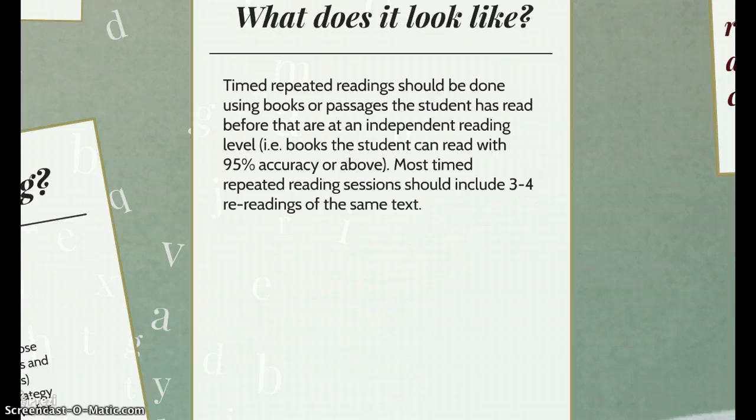Well, what does it look like? Timed repeated reading should be done using books or passages the student has read before that are at an independent reading level. And what that means is books that students can read with 95% accuracy or above. Most timed repeated reading sessions should include 3 to 4 rereadings of the same text.